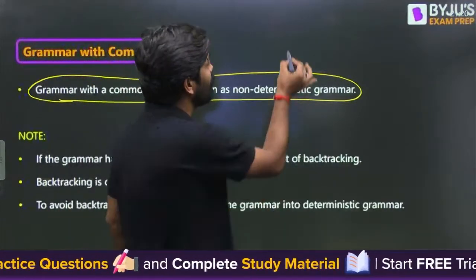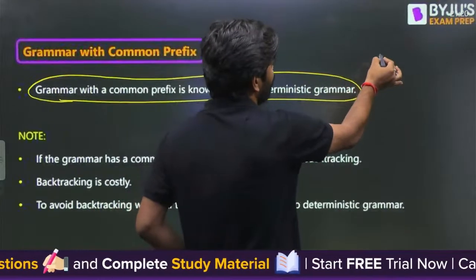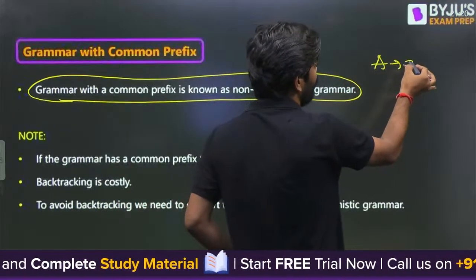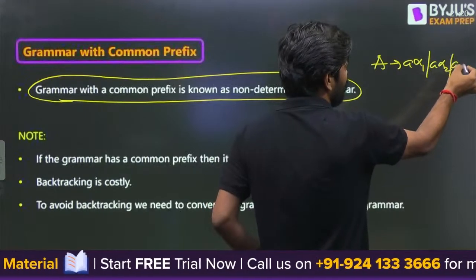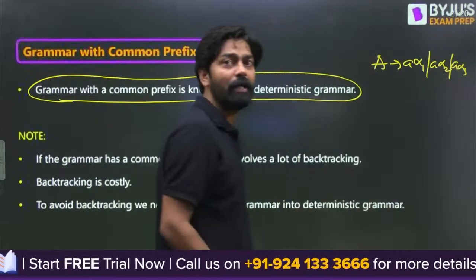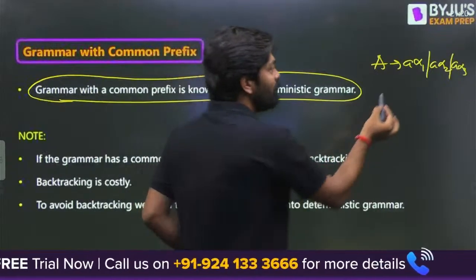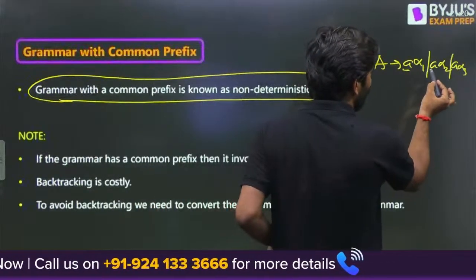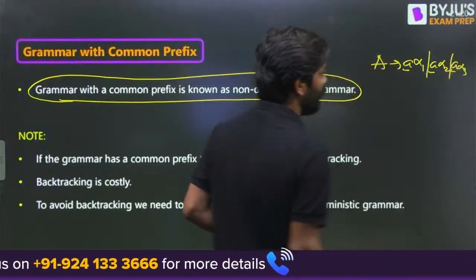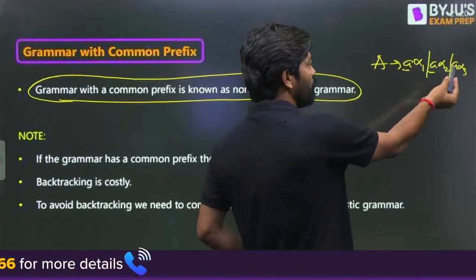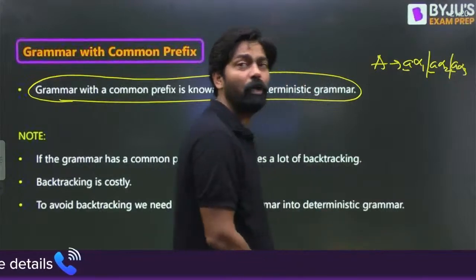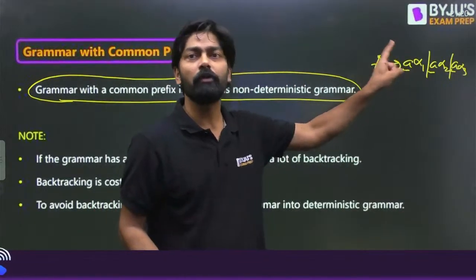Let's suppose, see clearly here, we have A goes to A alpha 1, A alpha 2, A alpha 3. If you see this grammar, my dear friend, what is happening here? All prefixes, A is common here, A is common here, A is common here. Are you getting my point? A is common in all productions. A alpha 1, A alpha 2, A alpha 3. The first letter is common, my dear friend.